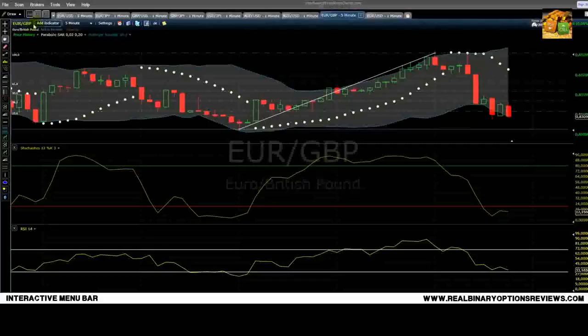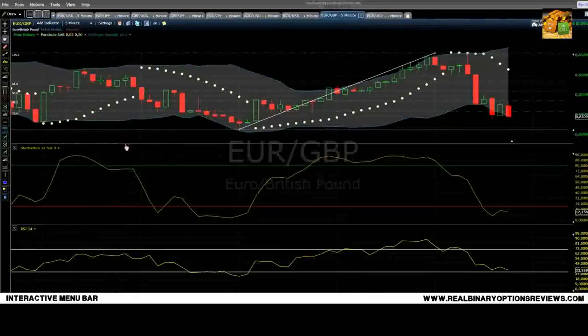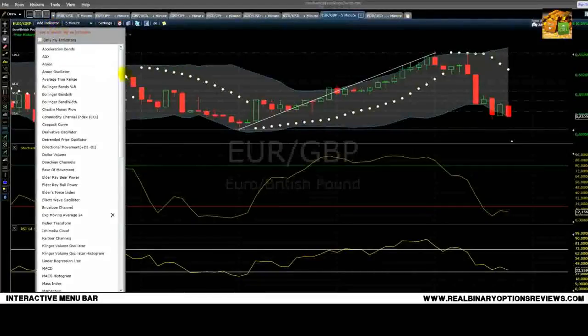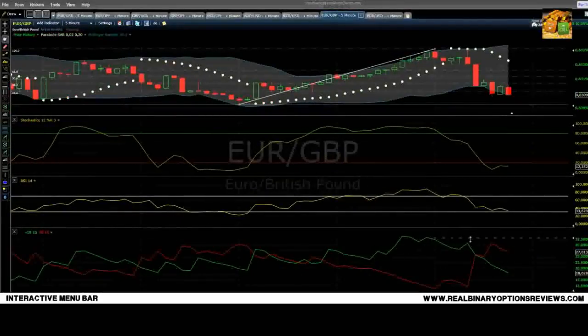Maybe I can also add the directional movement indicator. And let's see what the directional movement indicator is telling me. So here we can see we had a strong uptrend. We had a green line above the red line. We had an uptrend, and then the lines crossed, and this means that we had a drop of the price. So we don't know basically how far the price will go before we can expect the reversal.